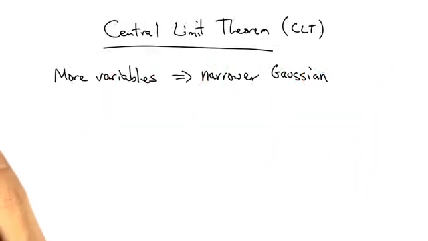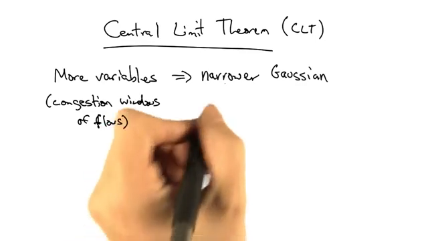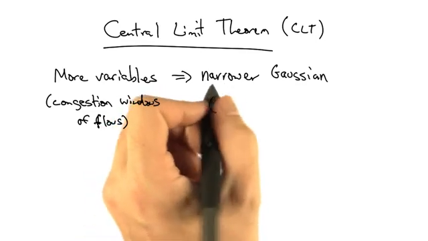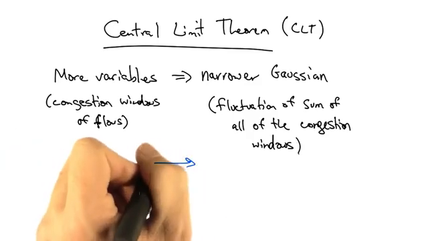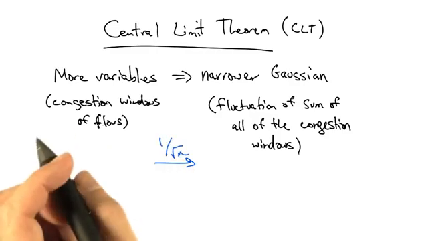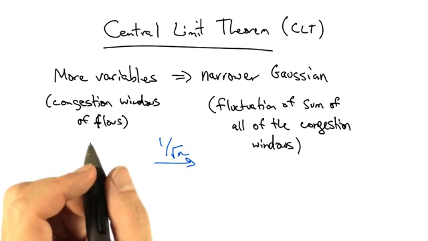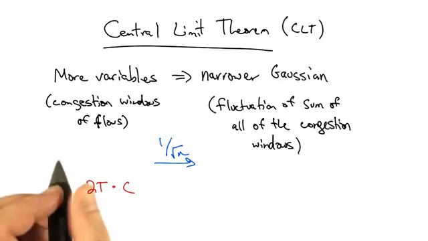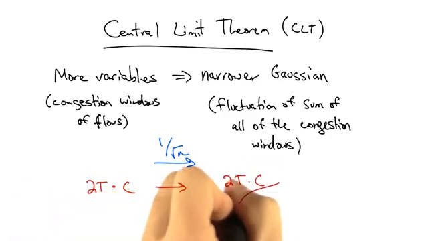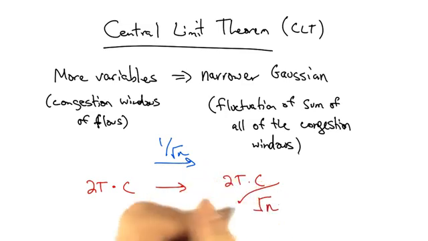The central limit theorem tells us that the more variables that we have, and in this case, the variables are the number of unique congestion windows of flows that we have, the narrower the Gaussian will be. In this case, the Gaussian is the fluctuation of the sum of all of the congestion windows. In fact, the width decreases as 1 over root n, where n is the number of unique congestion windows of flows that we have. And therefore, instead of the required buffering needing to be 2T times C, we can get away with much less buffering, in particular 2T times C divided by the square root of n, where n is the number of flows passing through the router.